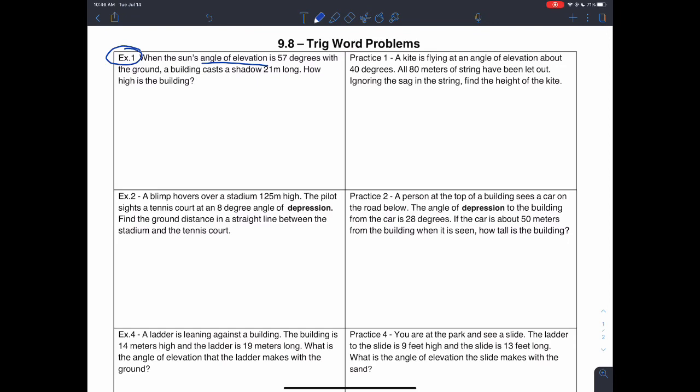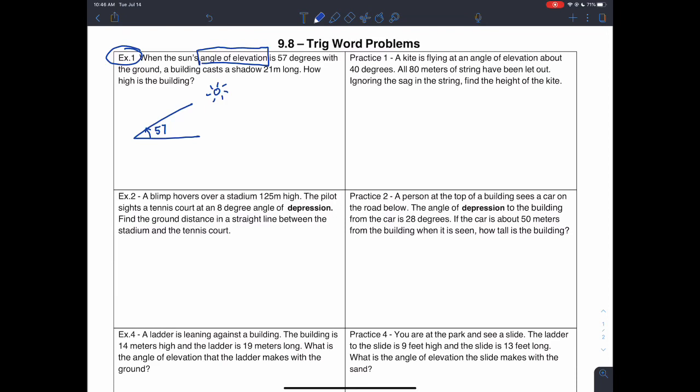So the first step to solving these word problems is drawing a picture. Now earlier we learned about angle of elevation and depression. Remember, angle of elevation starts at the horizon and we move up. And this would be considered our angle of elevation, and this would be 57 degrees. Now, it said that the sun was at an angle of elevation of 57 degrees, so our sun will be here.